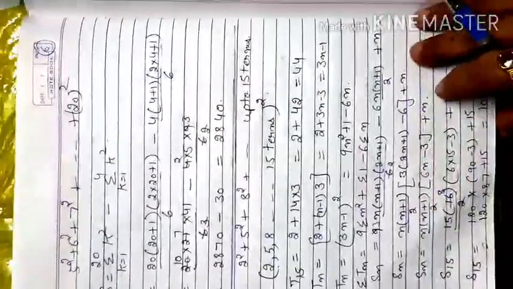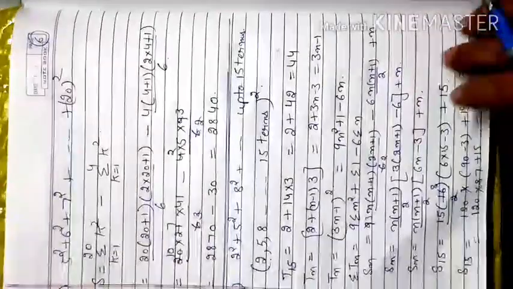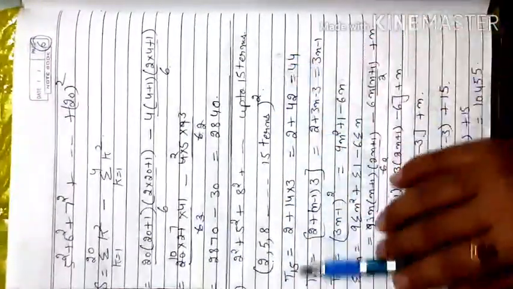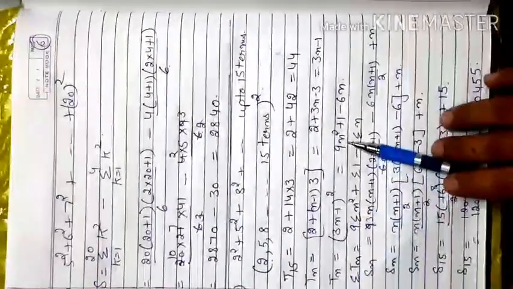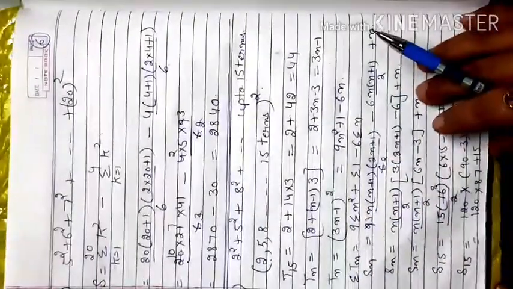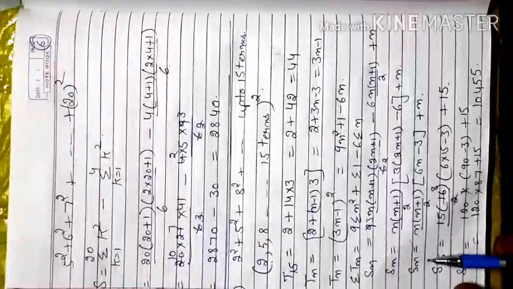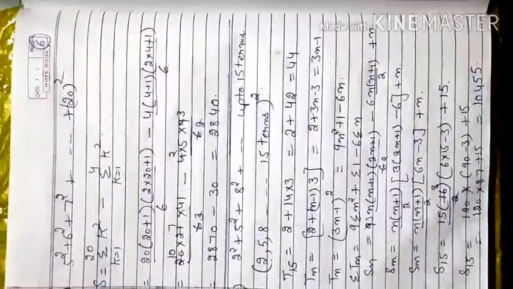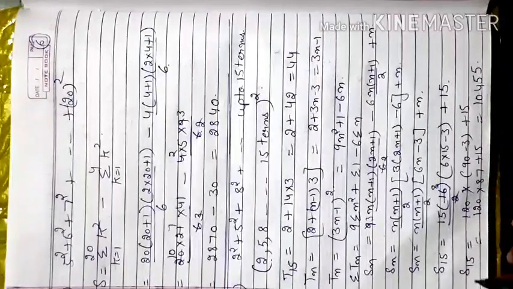Now here, if your question is like what I just told you, like 2 square, 5 square, 8 square up to 15 terms, first you have to find the nth term, same as we did in the previous question. Try to find the sum of n terms formula. When you find it, just replace n with 15 from here.